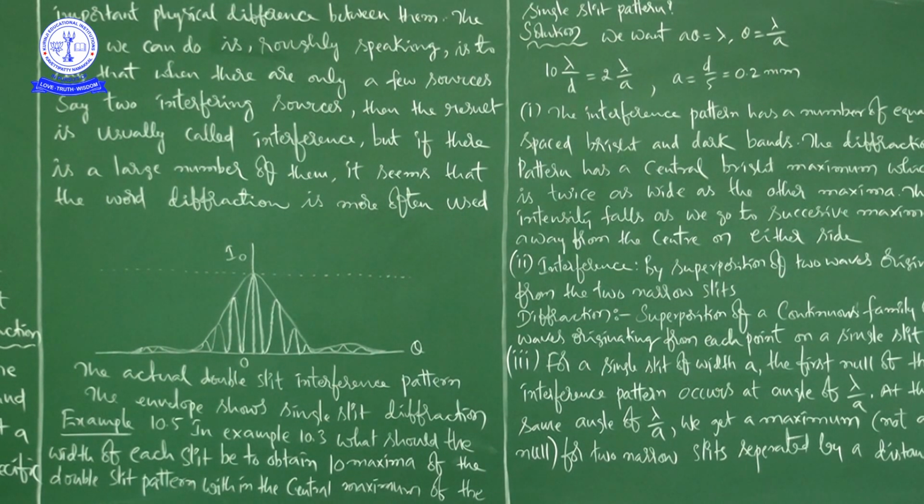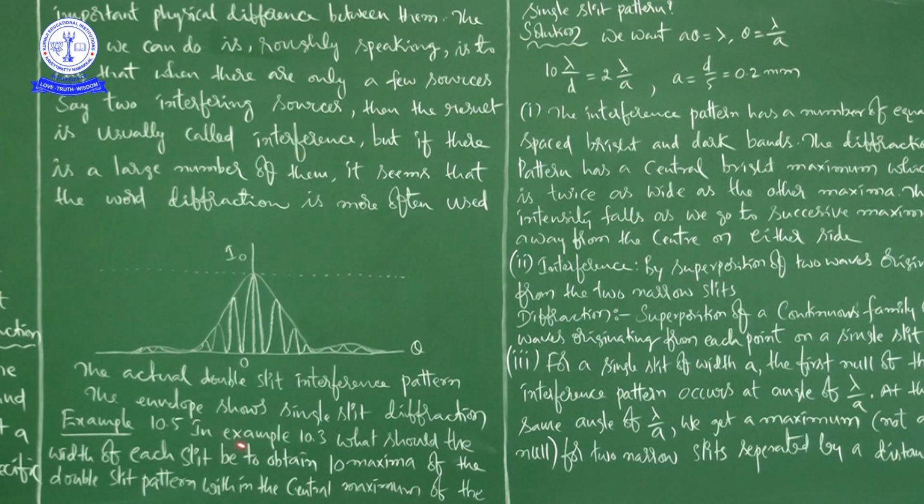Afterwards, we are going to discuss the next continuation, an example problem, example 10.5. See here. In example 10.3, what should the width of each slit be to obtain 10 maxima of the double slit pattern within the central maximum of the single slit pattern?